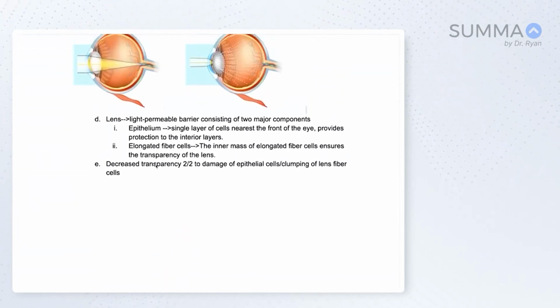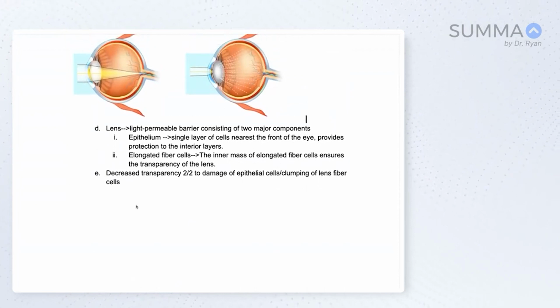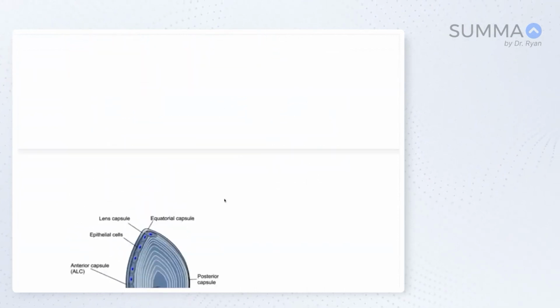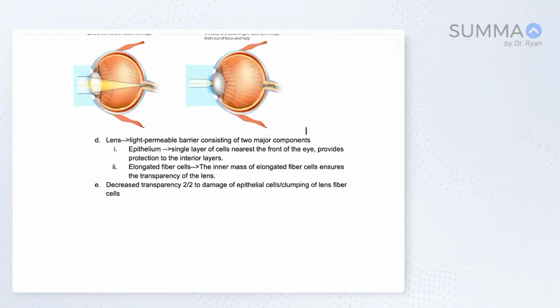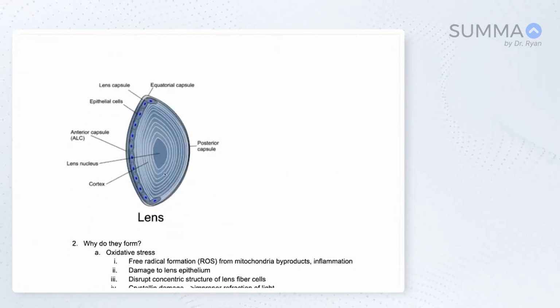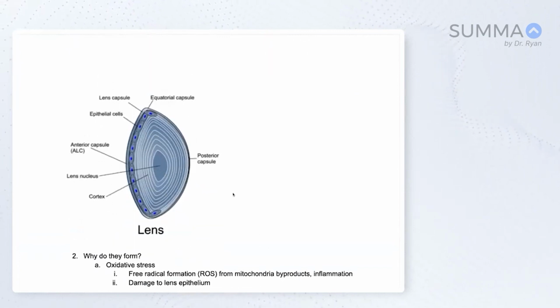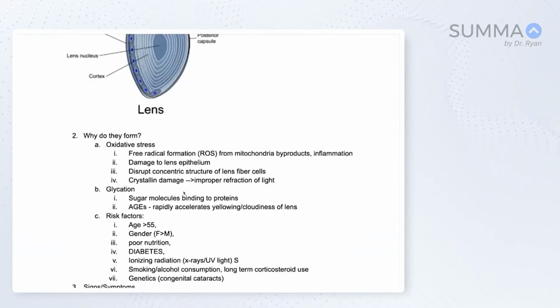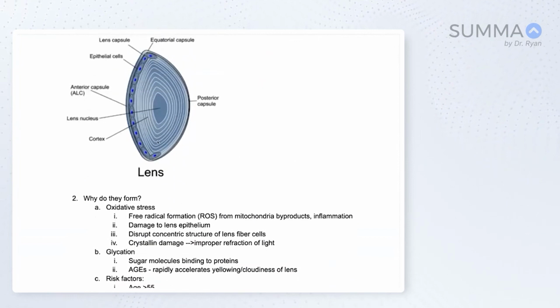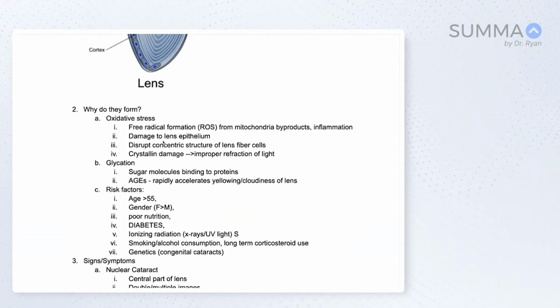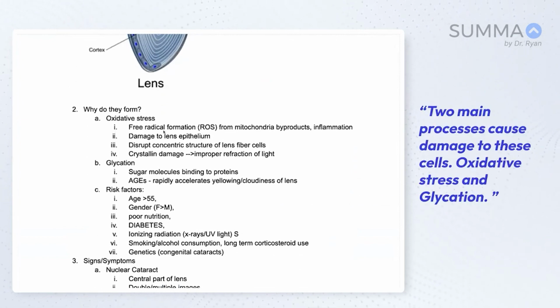And what happens is, after they get damaged, you'll get decreased transparency, because remember, the light travels through the lens and then it refracts to certain areas of the retina. And when it becomes cloudy, it spreads and your images then become distorted. So why would your lens become cloudy? What would cause damage to these cells? Well, we can describe it in terms of two main processes: oxidative stress and glycation.